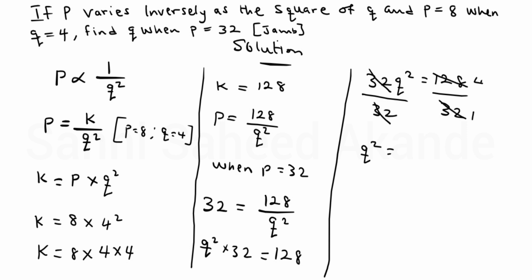Okay, so we have 4 here. To get the value of Q, we are going to take the square root of both sides. So we have the square root of Q squared equal to the square root of 4. So this cancels this, we are left with Q equal to the square root of 4, which is equal to 2. Okay, it's a perfect square, so plus or minus 2.